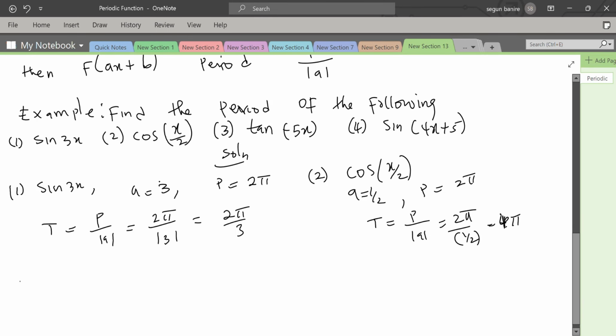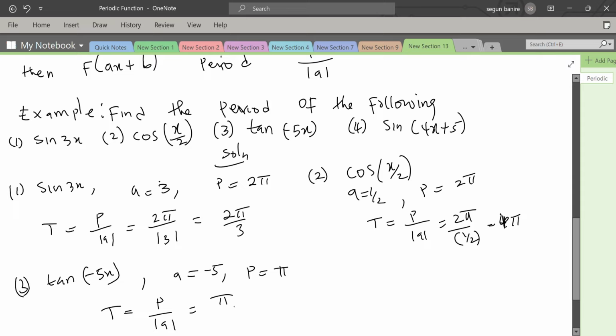Moving on, let's do question 3. So question 3, we have tan of minus 5x. So in this case, our a is -5. Our period for tan is what? It is pi. I've given it before. So the period of this tan of -5x will be p over the absolute value of a, which is pi over the absolute value of -5. So that is pi over 5. So that will give you the period of the tan function.